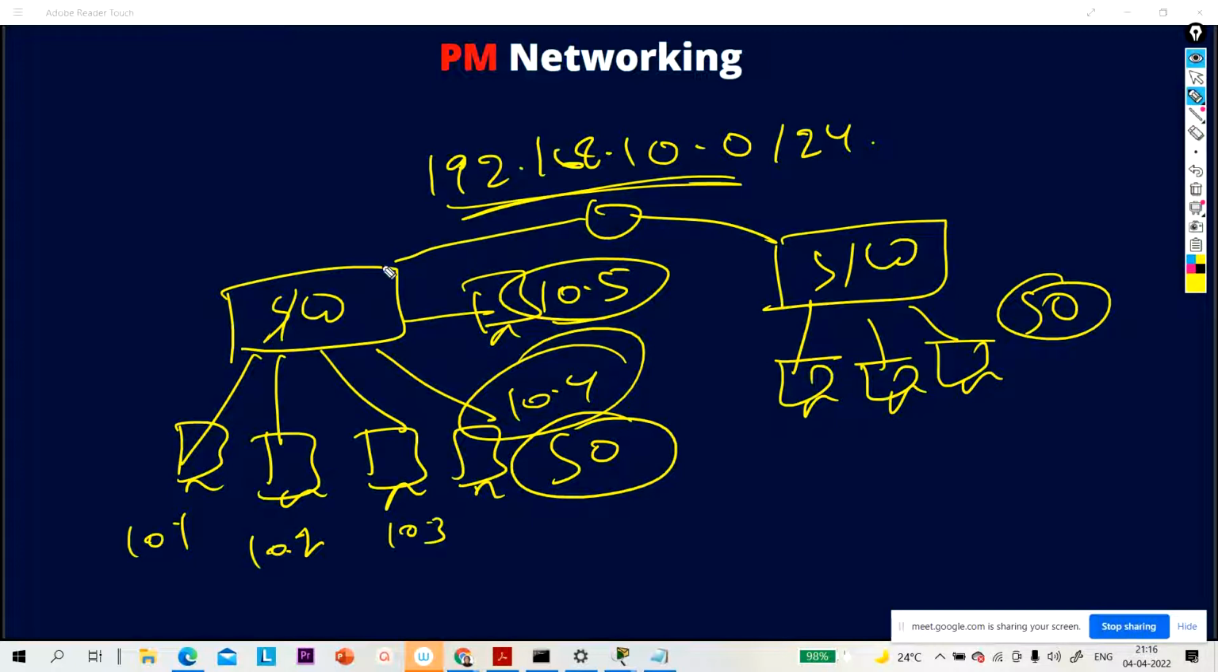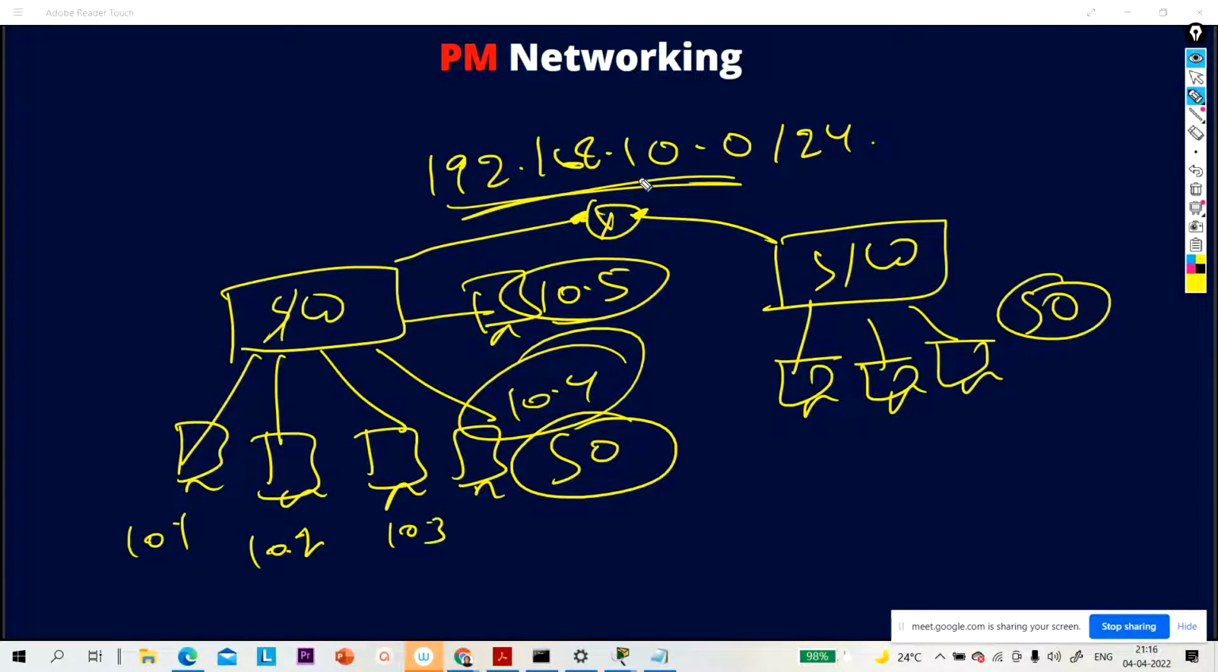There is a router? Yes. Yes, you can use. No. IP address will overlap. No, but there is a router. Yes, there is a router.